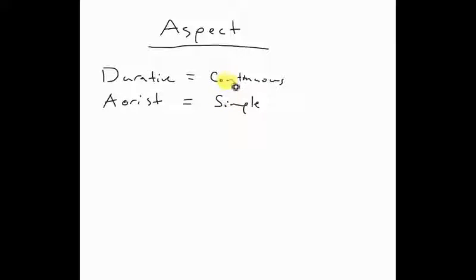If you've heard of these and you understand what they mean, then just substitute continuous with derivative and simple with aorist, and it may help you to understand better what aspect is. I'm not going to use these terms, continuous and simple. I prefer derivative and aorist. So after this video, I won't be using these two terms again.